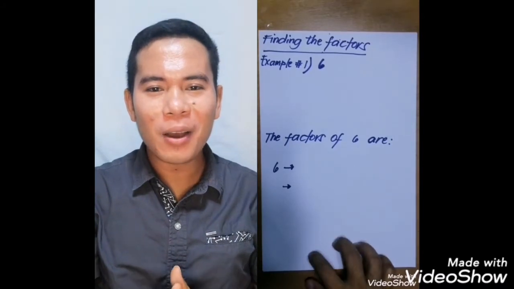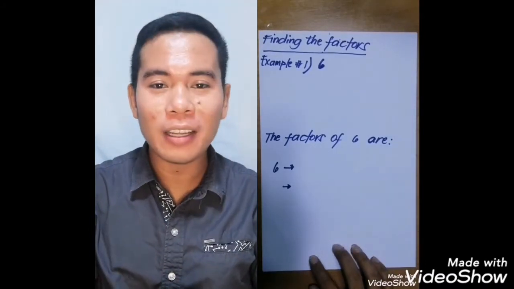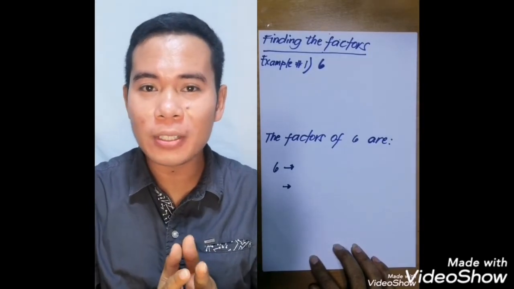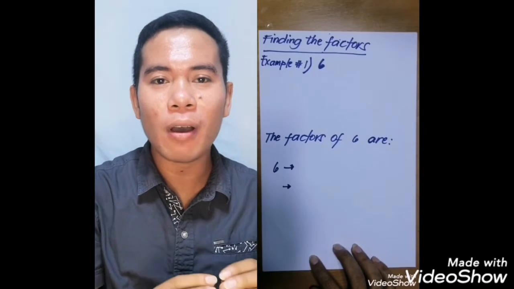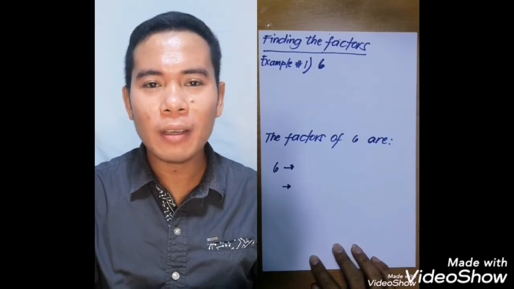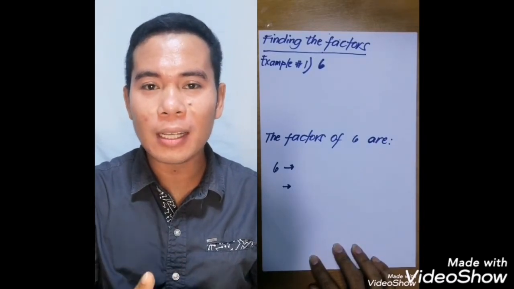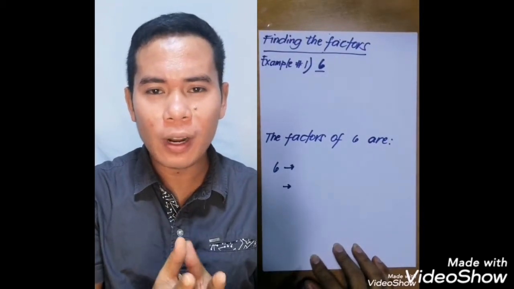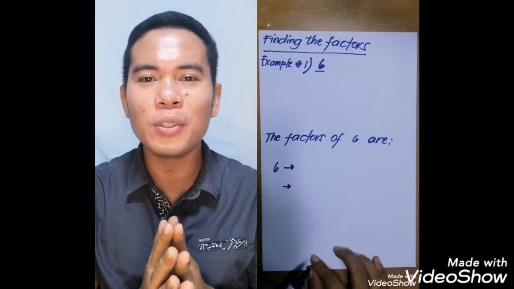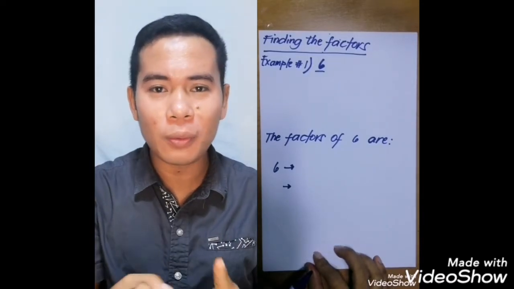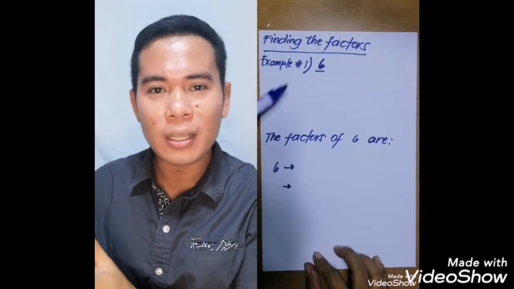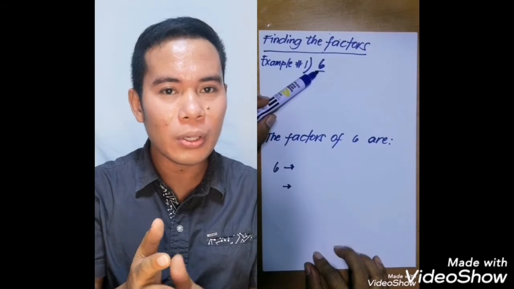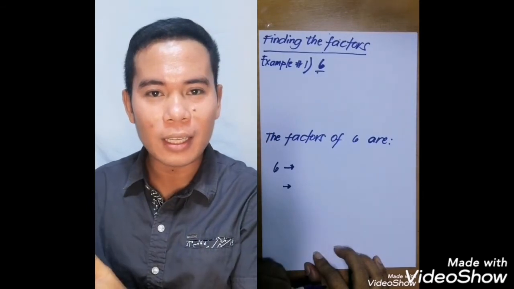Let us have examples on how to find the multiples and factors of a certain number. Let us first start with finding the factors of the given number. The given number here is 6. Again, our task here is to find the factors of 6. For us to find the factors of 6, we just have to think of two numbers that when multiplied will give us 6 as the answer. So what are those numbers? Again, two numbers that when multiplied will give us 6.